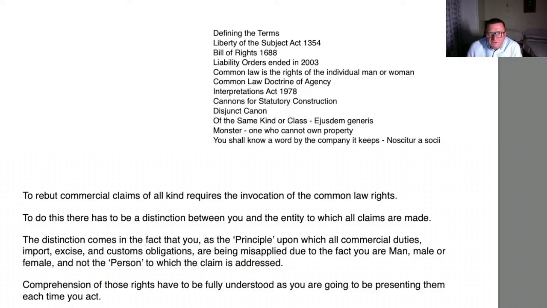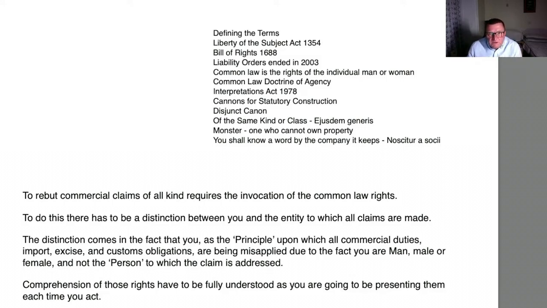Your main point of reference for your common law rights would be the Liberty of the Subject Act. You've got the Bill of Rights within there. You've got a plethora of pieces to pick, whichever is relevant to your particular issue. We go through the actual validity of authority of any liability order that's being thrust around today, because according to its own data, their legal power to offer up liability orders ended in 2003.